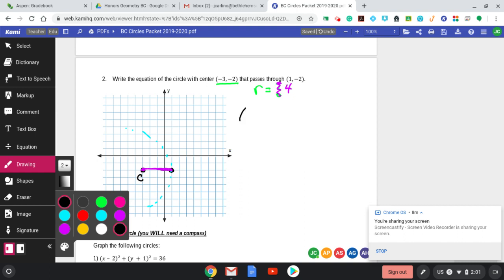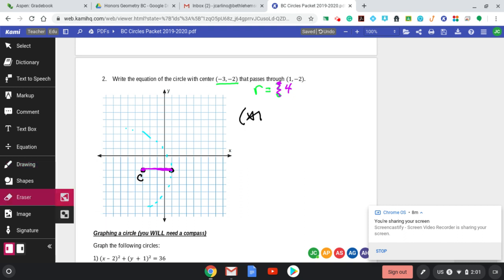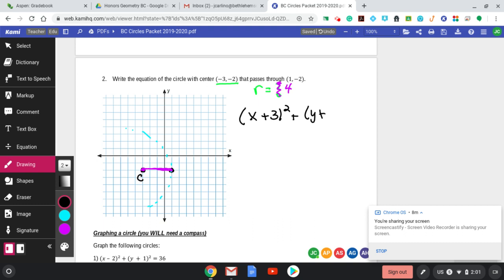Here we go. X plus, sorry. Let's try that again. So I got x plus 3 all squared plus y plus 2 all squared. And the radius was 4, so I square that to get 16. All right, so not too bad.